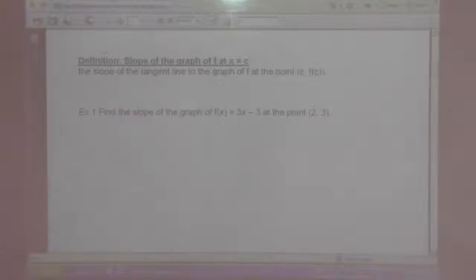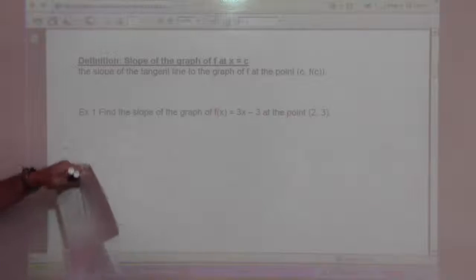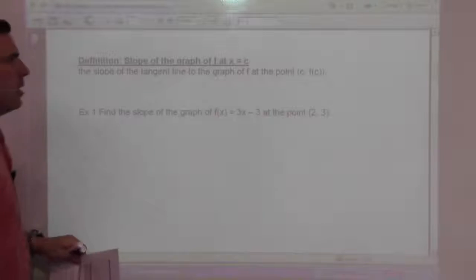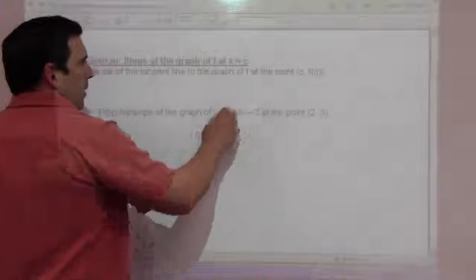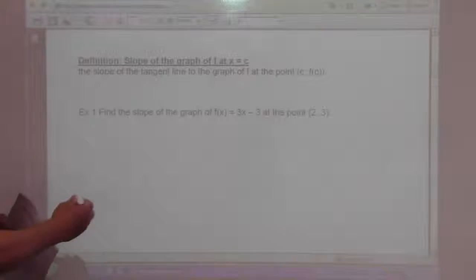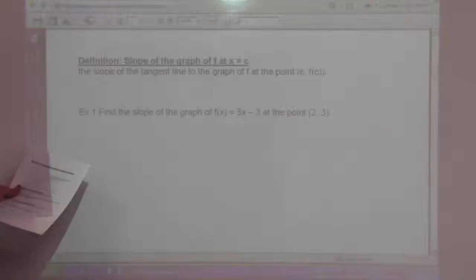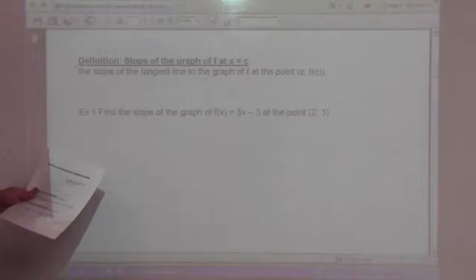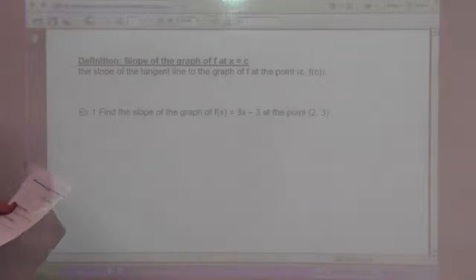So the definition: the slope of the graph of f at x equals c is the slope of the tangent line to the graph of f at the point c, f of c. That's going to be m.